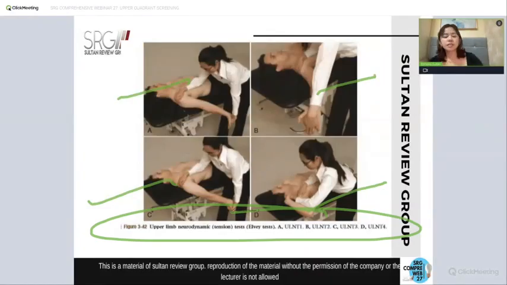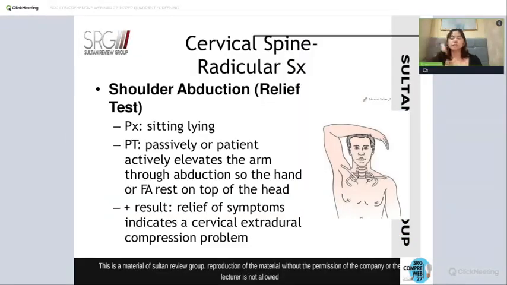Okay, if you don't have any question and clarification, let's look at your cervical spine. Kung kanina, neurologic signs and symptoms, now let's deal with your radicular symptoms po. This is a relieving type of test also. This is what we call as your shoulder abduction test. Other name of this one is your Bakody sign. Okay, so how do you perform your Bakody sign?